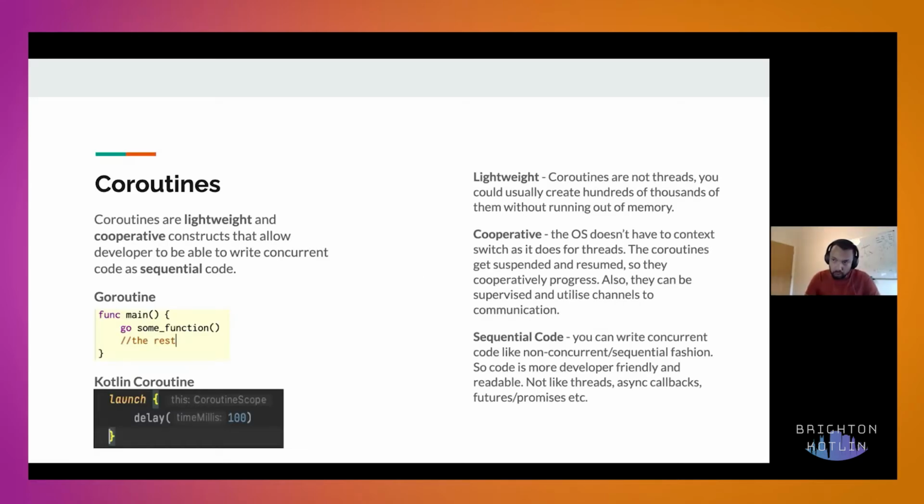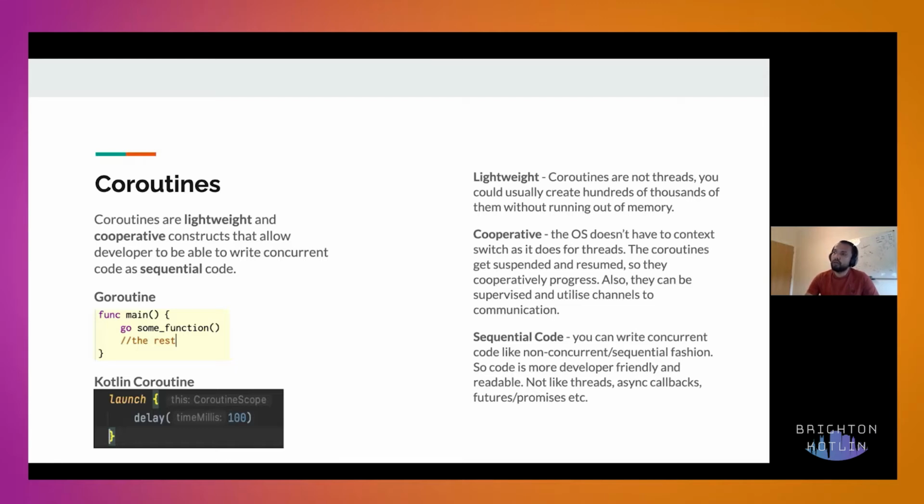So now I'm going to talk about coroutines as a concept. Coroutines are mainly a lightweight, cooperative construct that allows developers to write concurrent code in a sequential fashion. Those three words are very important: lightweight, cooperative, and sequential, because they're not threads. Like I showed earlier, you don't need an OS scheduler to schedule or handle coroutines. Because of that, you can create hundreds of thousands of coroutines in a single JVM thread.